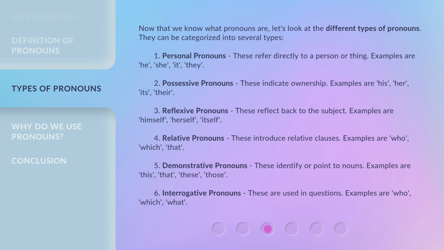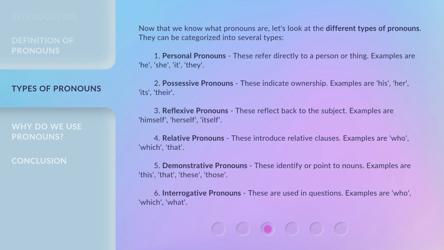3. Reflexive pronouns. These reflect back to the subject. Examples are himself, herself, itself. 4. Relative pronouns. These introduce relative clauses. Examples are who, which, that.